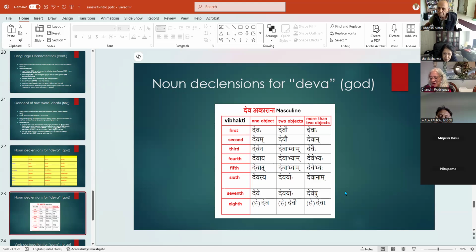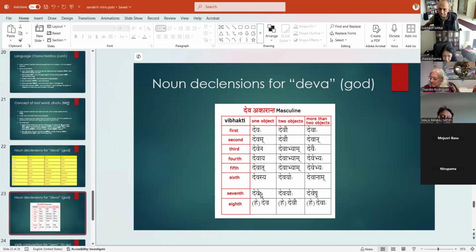Subhashi, what is this particular thing called? Vibhakti. Gayatri mantra, Devasya Dhimahi Dhiyo Yonah Prachodayat. Yes, that is the Devasya, the same thing. Devasya Dhimahi. Prachodayat. Yes, that's a part of that mantra. Same Devasya.